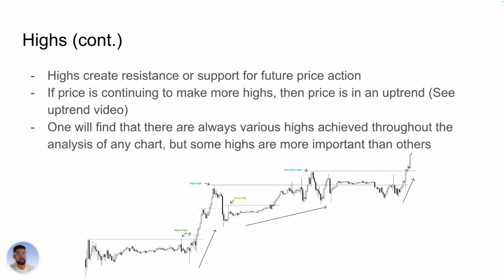And this slide pretty much goes into what I was just talking about, the support and resistance of highs. So, highs create resistance or support for future price action. If price is continuing to make more highs, then price is in an uptrend.